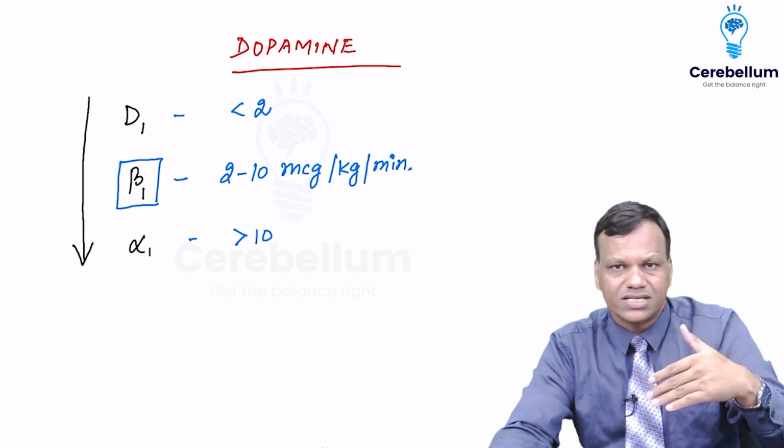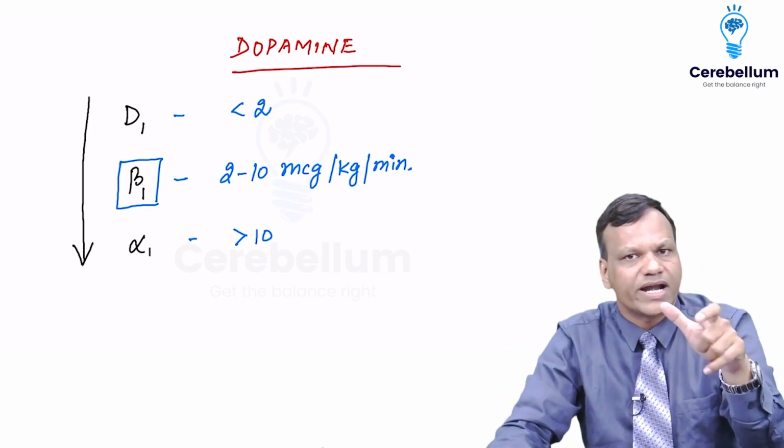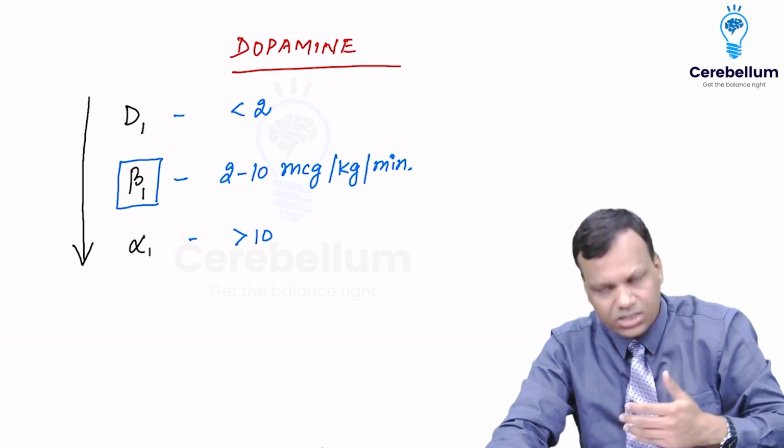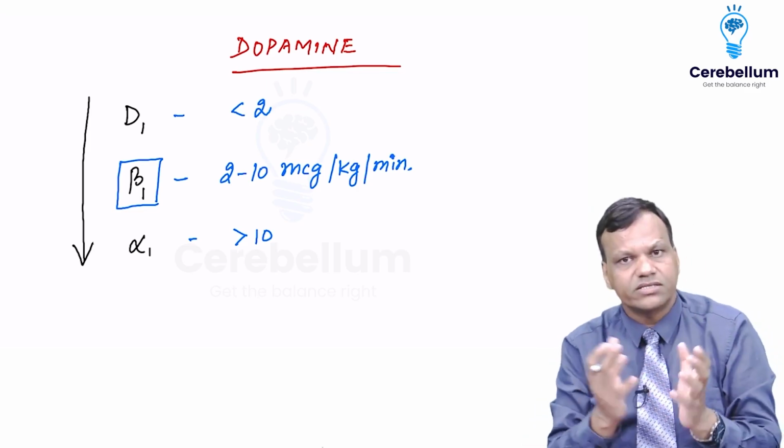Remember, when the dose increases, the earlier receptor will not stop. That still can be stimulated. The receptor which can be stimulated at low dose obviously can be stimulated at high dose also. Okay, so this is the sequence. But first of all, we'll try to understand where these receptors are present.